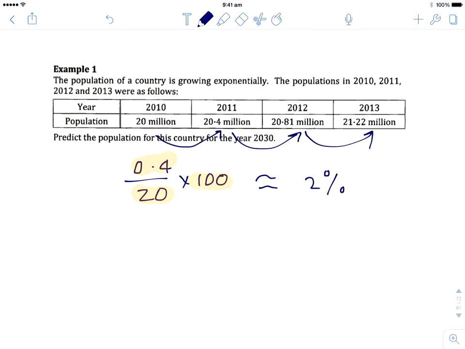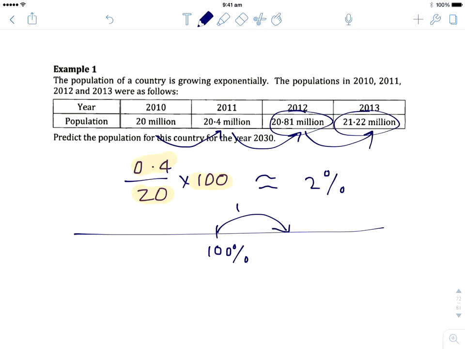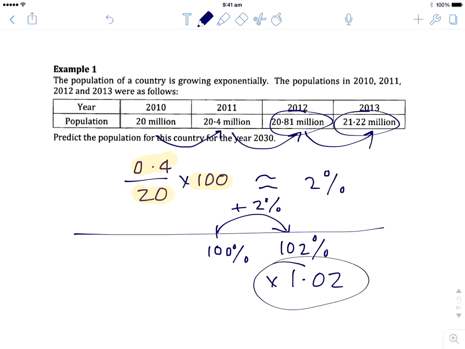If you do the same thing from 20.4 to 20.81, again you get something very close to 2%. And if you calculate the percentage change between these two, you get 1.97%. So again, all of the growth rates are very close to 2%. So this is the way I'm thinking. If we're 100% here, if we add on 2% to 100% each time, we're calculating 102% of the original. Or if we're doing a calculation, we're timesing by 1.02 each time to get the next one.